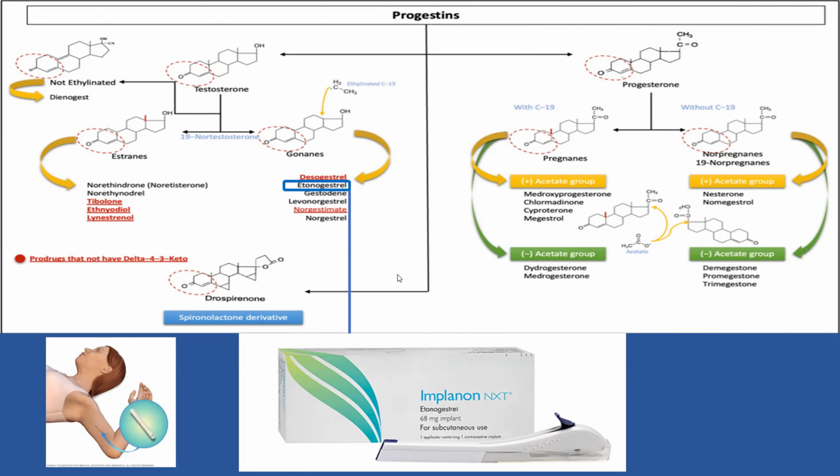Also, in this group, we have etonorgestrel, which is subdermal implants in milligram, not microgram, 68 milligram, put in the subcutaneous in the arm, left arm.